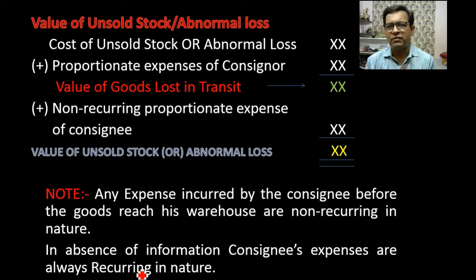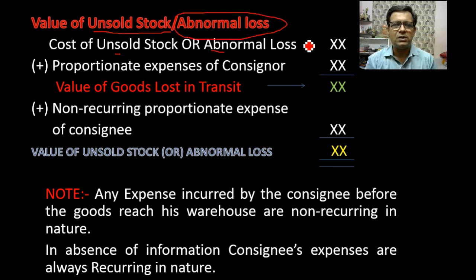What is abnormal loss? That we have understood. One thing that you need to understand here is this unsold stock would normally be in consignee's warehouse, whereas abnormal loss can occur at two places. One, it can occur in transit. That means goods have started moving from consignor's place, but they have not reached consignee. They are on the way. That's called in transit. Or the loss may occur even after reaching consignee's warehouse. So the formula is absolutely the same. In fact, you will find that everywhere the two terms, unsold or abnormal, are used.